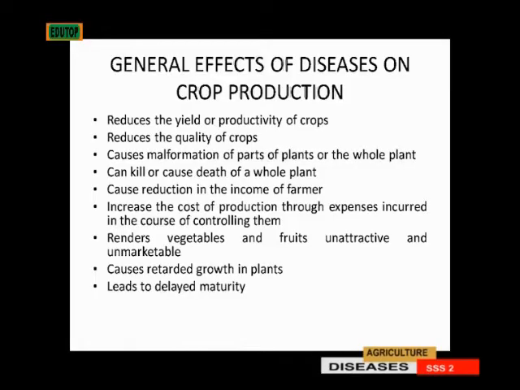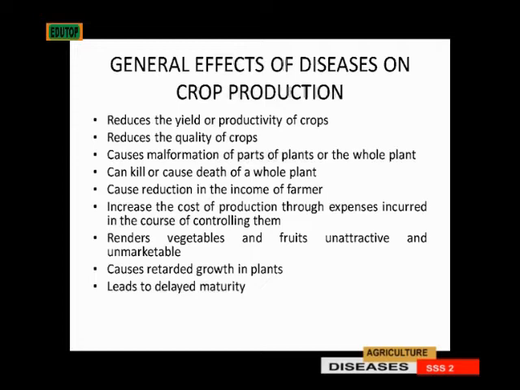You know, that's a serious loss and reduction in the income of the farm. Then if we increase the cost of production, when you are trying to prevent, you are using insecticide, you are putting fungicide, you are doing this and that, so there will be increased expenditure when there is disease on your plant, because you want to control it and save the rest.